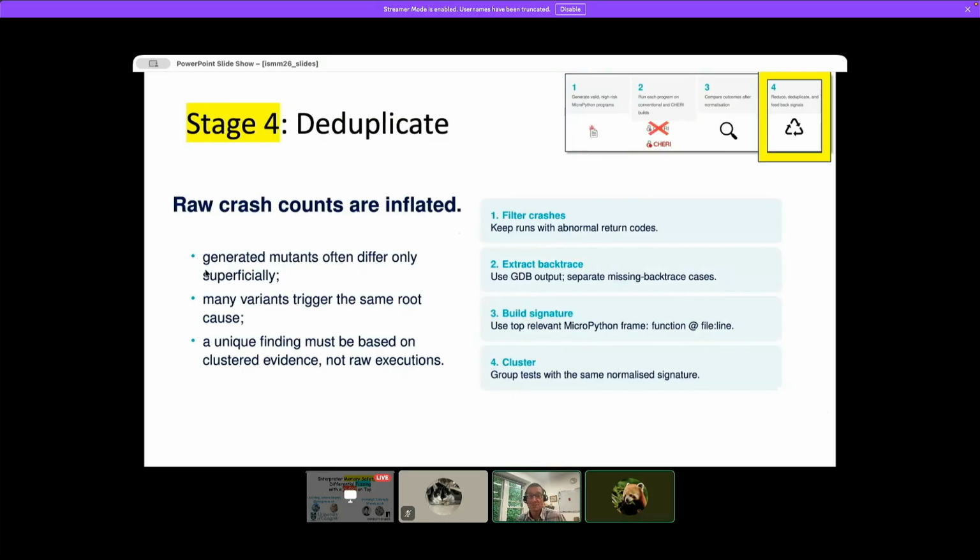There is a lot of duplication, to be honest, in our crashing programs. Often our mutants are just superficially different. So we might run 2 test cases that expose the same bug, and we have to group these together or deduplicate our bugs. We look at the stack traces and the return codes and so on, and cluster together crashes that are actually caused by the same underlying problem.